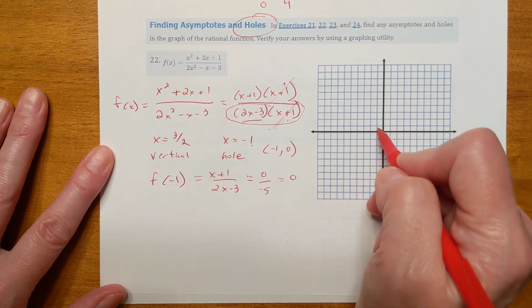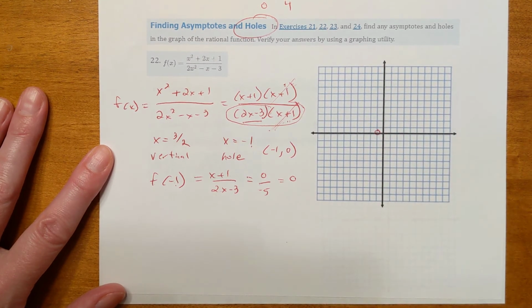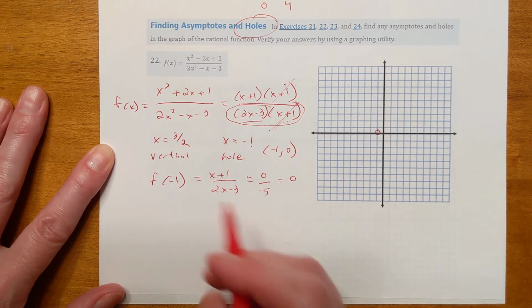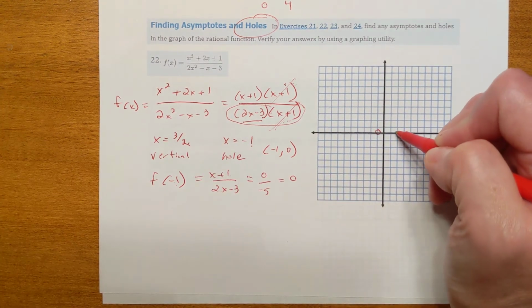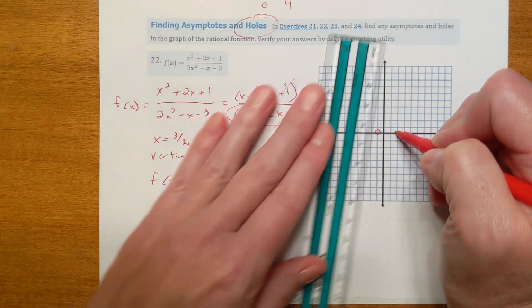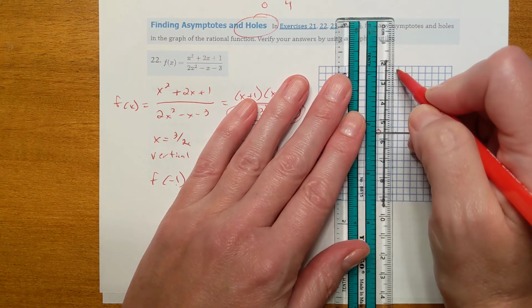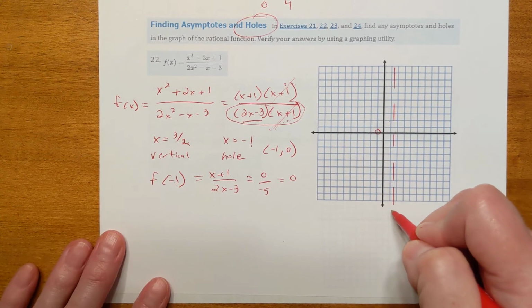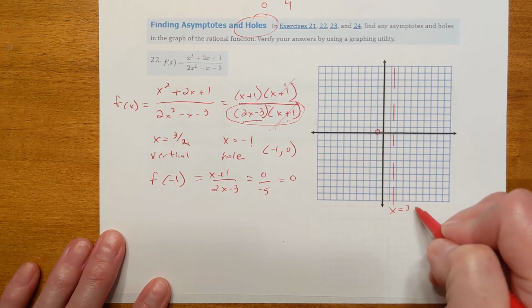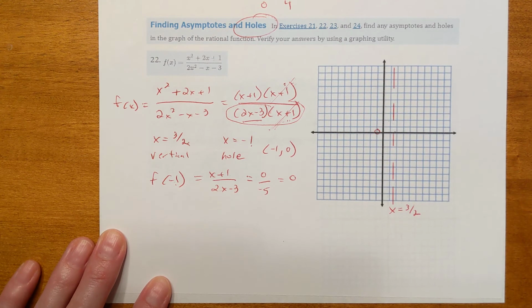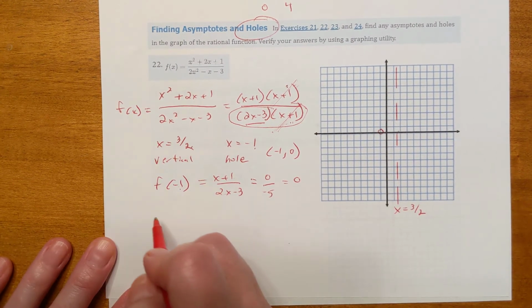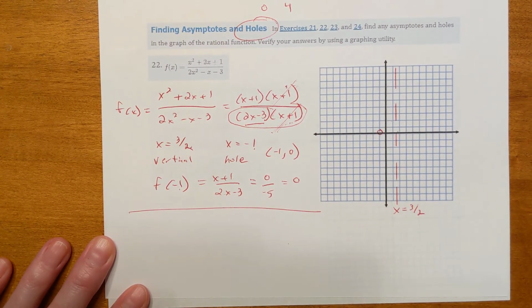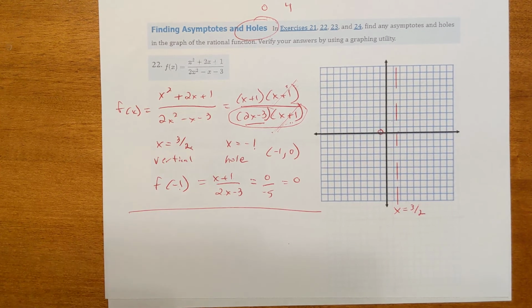So at negative 1, 0, I'm going to put a hole. And then we have that vertical asymptote at positive 1.5. So I'm going to go ahead and draw that. So that's x equals 1.5, or 3 over 2. All right, that was a lot of fun. We still got to do the horizontal asymptote. So that was all about the denominator and where the denominator is equal to 0. And the denominator will, again, make either vertical asymptotes or holes.